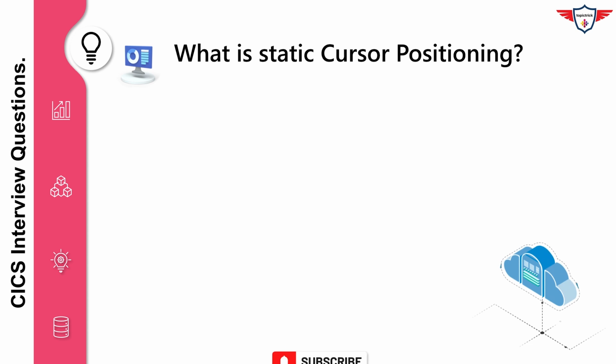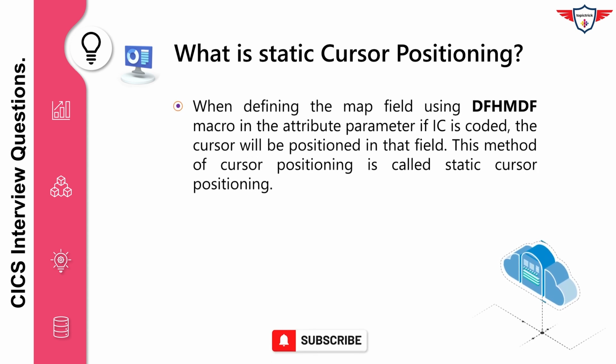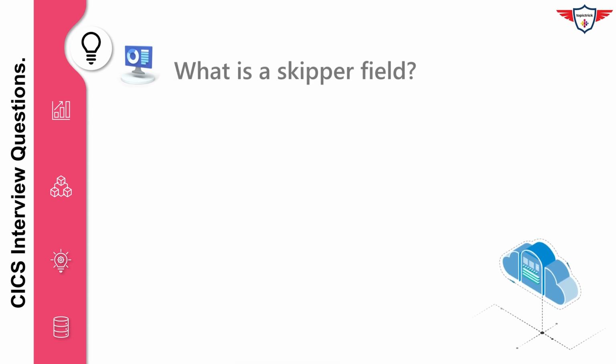What is static cursor positioning? When defining the map field using DFHMDF macro, in the attribute parameter if IC is coded, the cursor will be positioned in that field. This method of cursor positioning is called static cursor positioning.